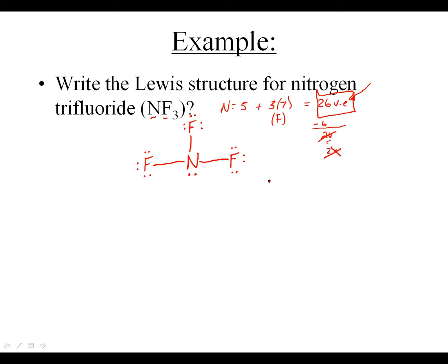The last thing that we want to do is make sure that everything has met the octet rule. So if we look at this fluorine over here on the right, it has 2, 4, 6, 8. All the fluorines are exactly the same. 2, 4, 6, 8. Nitrogen has 2, 4, 6, 8. So this would be the correct Lewis structure here. Everybody has met the octet rule. We distributed all the electrons in their proper locations. Any questions on that?